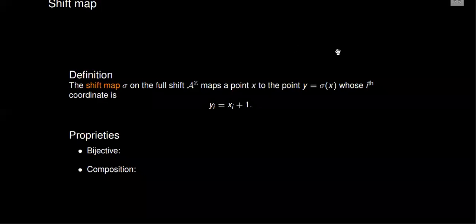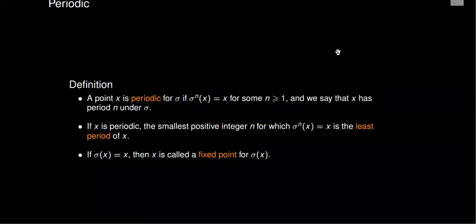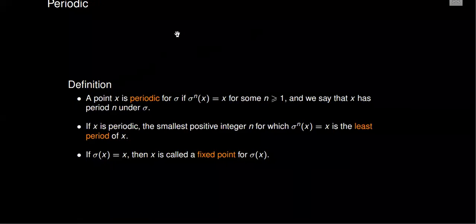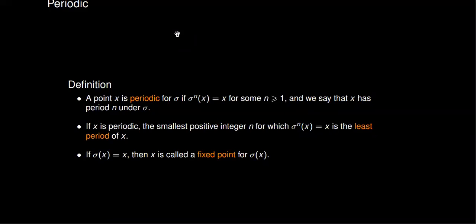Okay, let's discuss other definitions or concepts. We need that in the future. Right now, we need to discuss some concepts. A point x is periodic for sigma if we find a positive integer n such that if you compose the shift map n times, it is equal to x. And we say that x has period n under sigma.